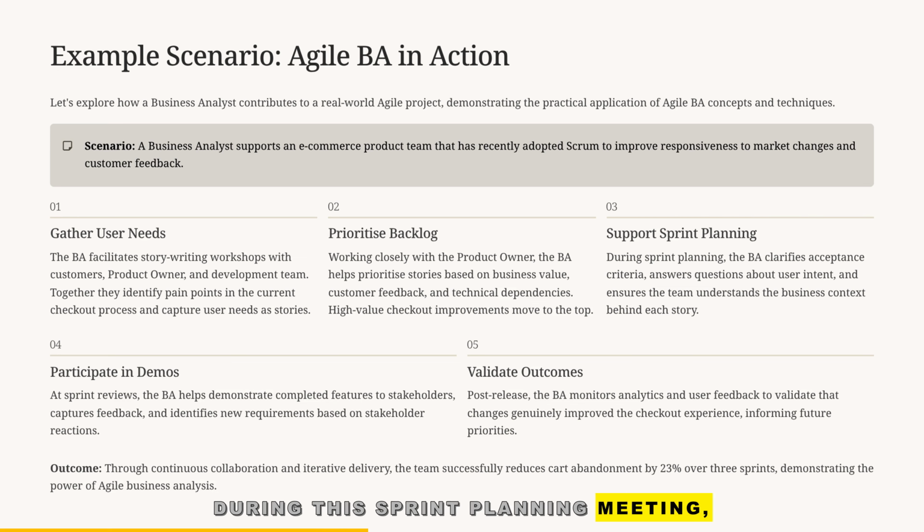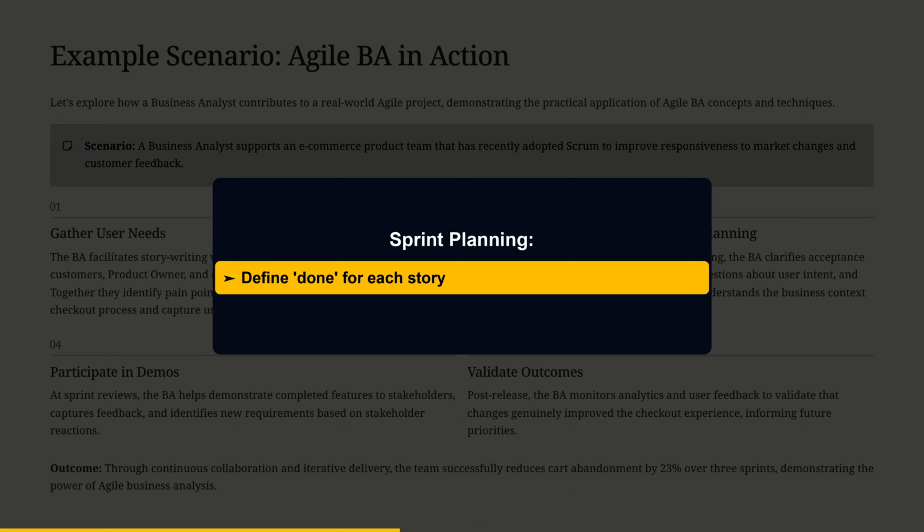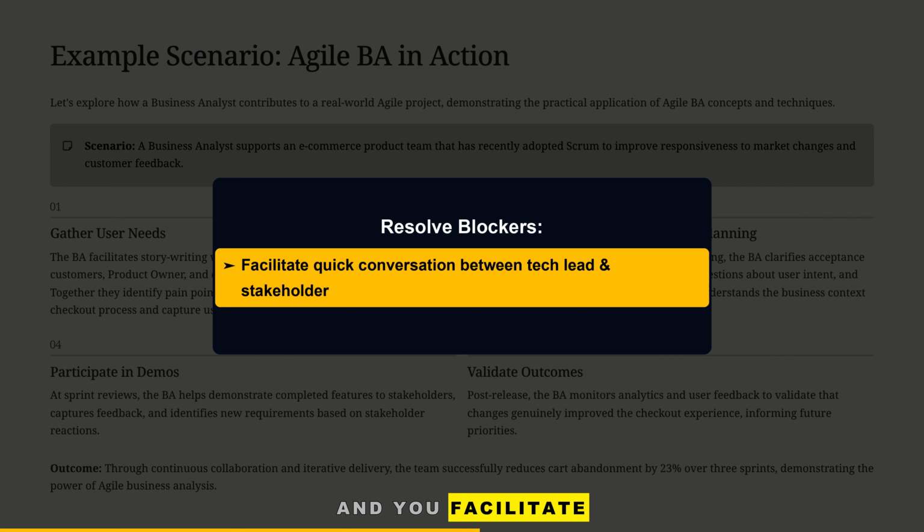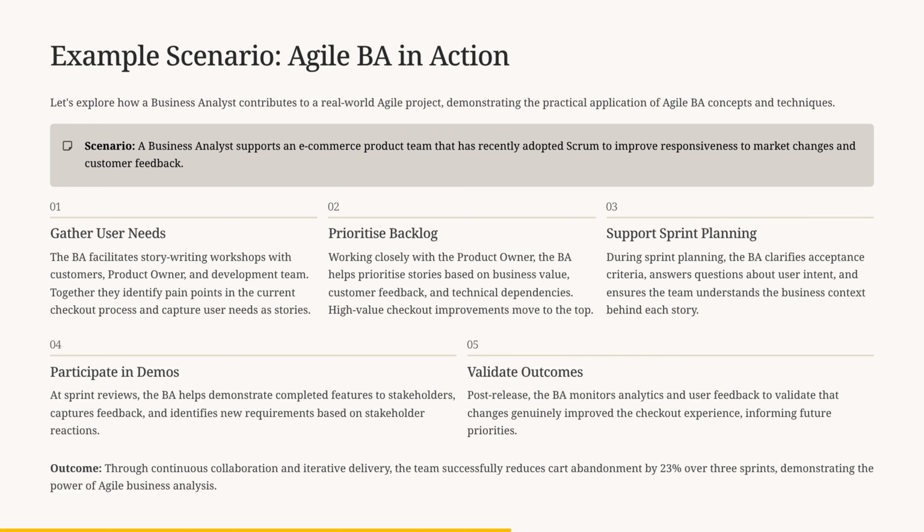During the sprint planning meeting, you guide the discussion, clarifying what done looks like for each story. You ensure acceptance criteria are testable and measurable. Midway through the sprint, developers hit a blocker with payment gateway integration, and you facilitate a quick conversation between the tech lead and stakeholder, clearing the path.